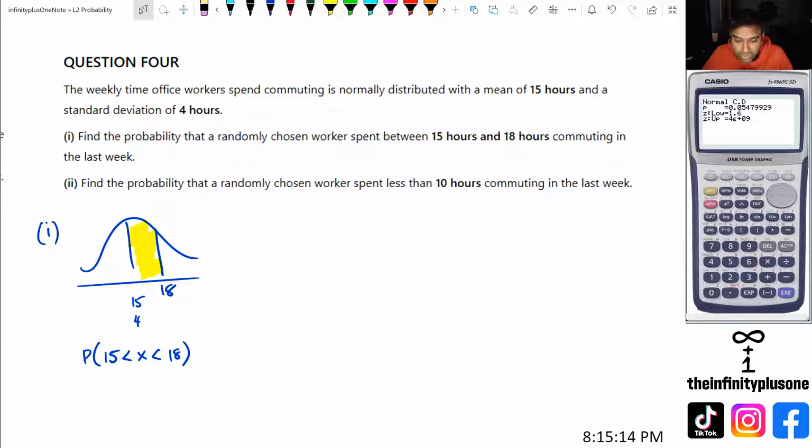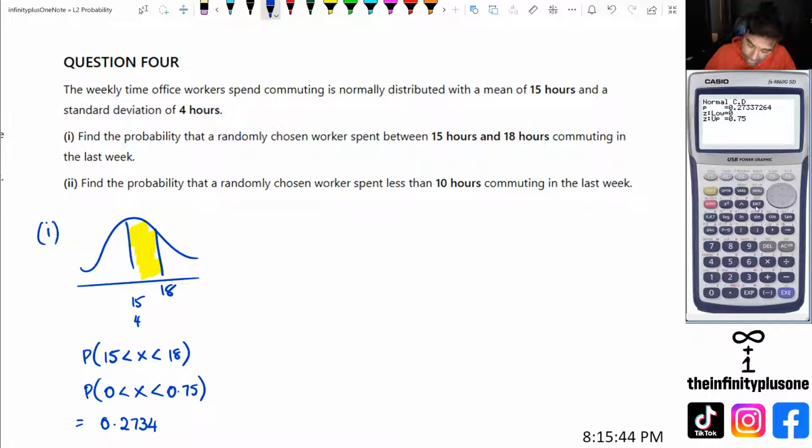So chuck that straight into the calculator. Let's go stat. My lower is going to be 15. My upper is 18. Standard deviation is 4 and mean is 15. So when I do that, I get probability of my lower is 0 and my upper limit is 0.75, and the probability is 0.2734.